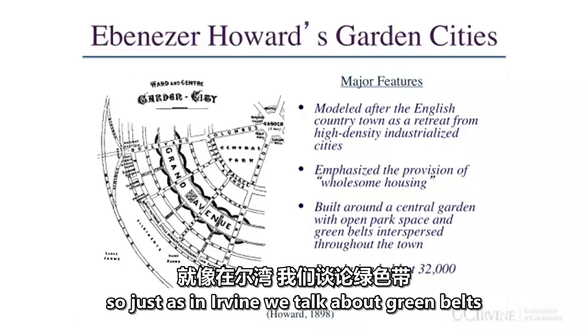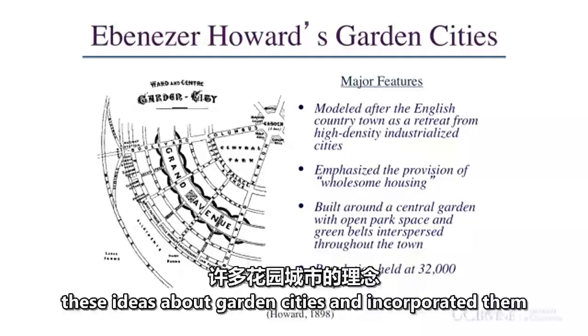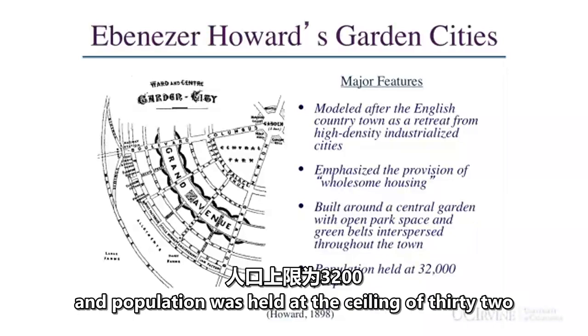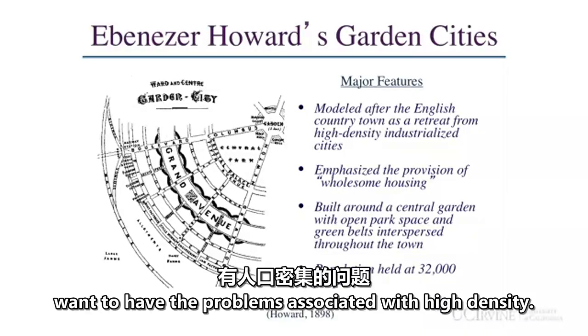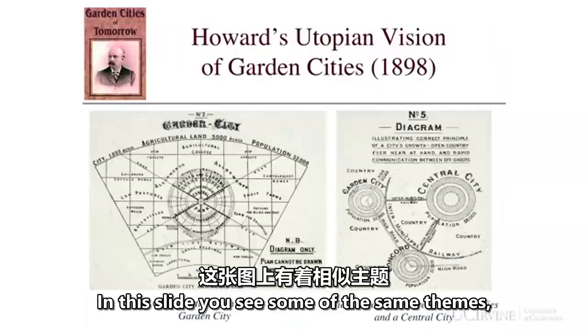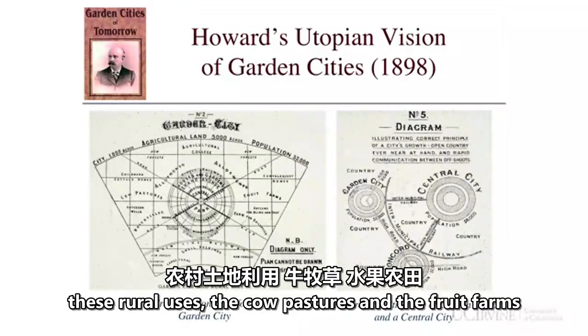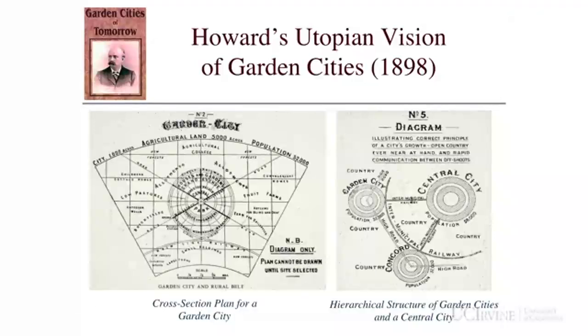So just as in Irvine we talk about green belts, because the Irvine planners borrowed many of these ideas about garden cities and incorporated them into the town of Irvine when it was first designed. And population was held at a ceiling of 32,000 because he didn't want to have the problems associated with high density. In this slide, you see some of those same themes where you look here beyond the concentric rings and the green belts and the housing, and you see all of these rural uses, the cow pastures and the fruit farms, and all of this is that bucolic ideal of living out in the country.